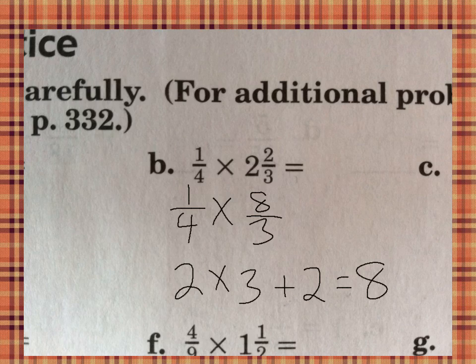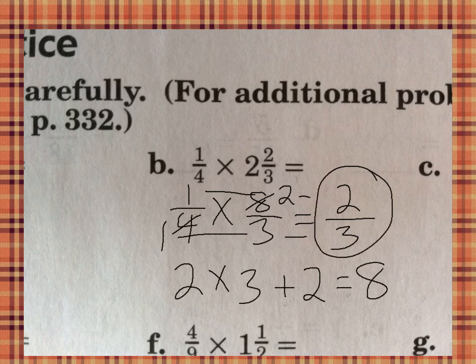Cross cancel. Nothing can be done with the 1 and 3, but something can be done with 4 and 8. 4 goes into both 4 and 8. So 4 goes into 4 one time, and 4 goes into 8 two times. And now we're ready to multiply across. 1 times the 2 is 2. 1 times 3 is 3. And we have for an answer 2/3.